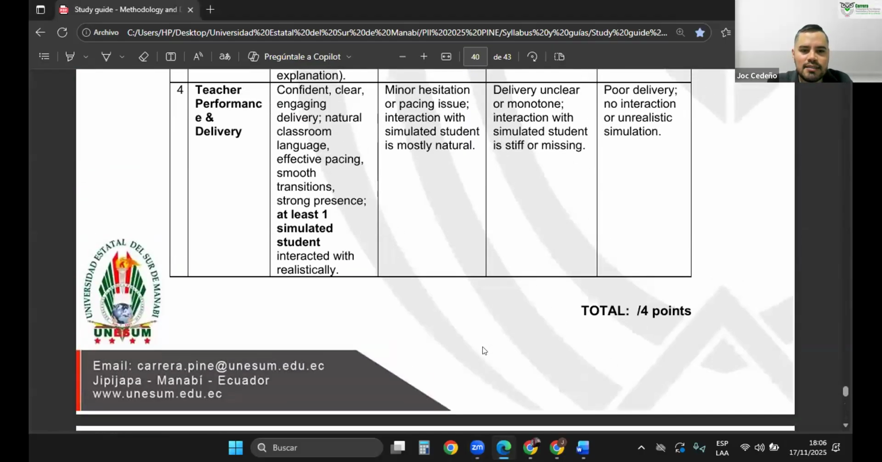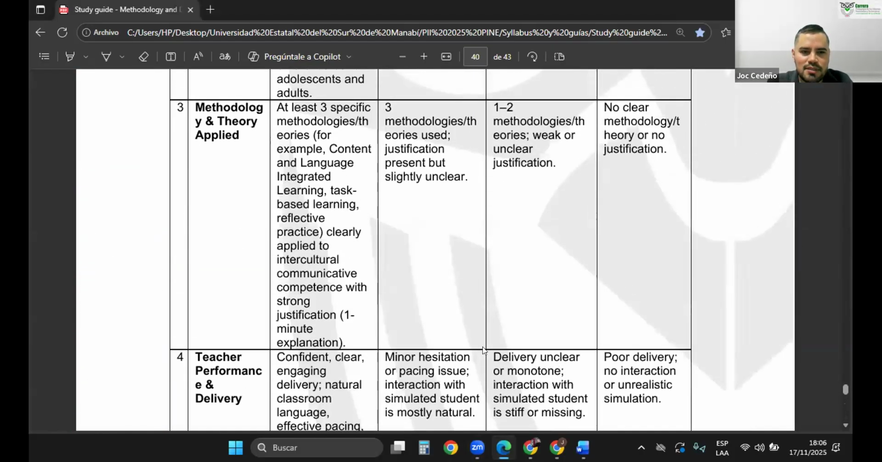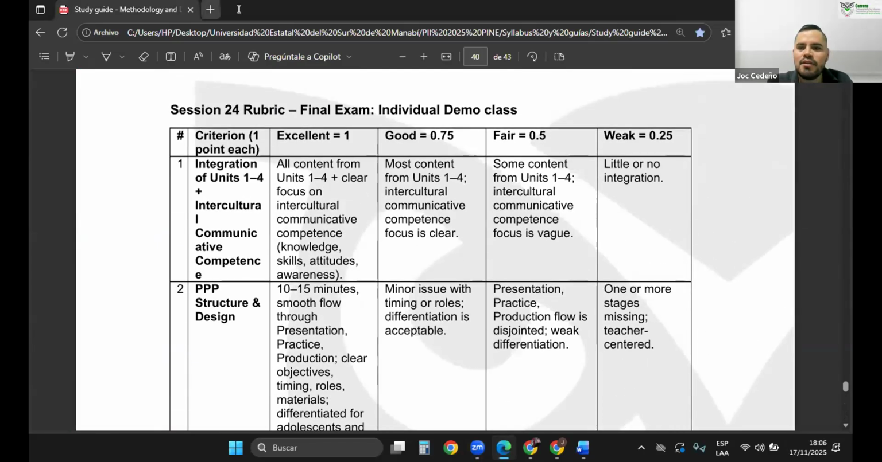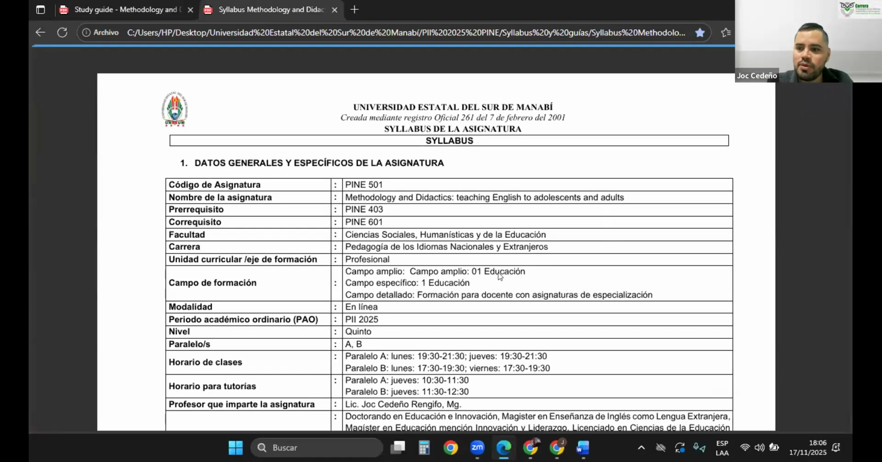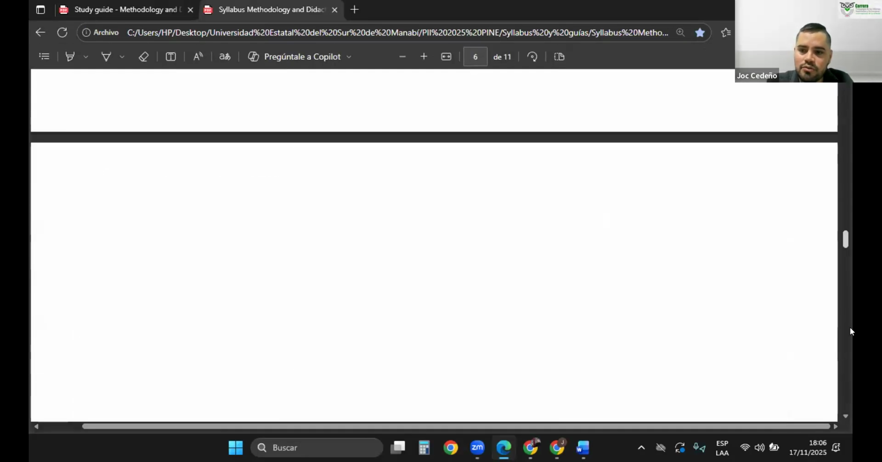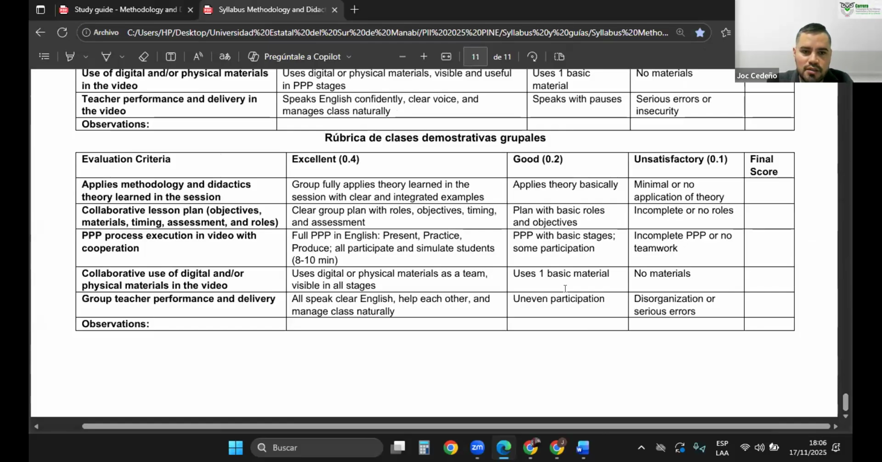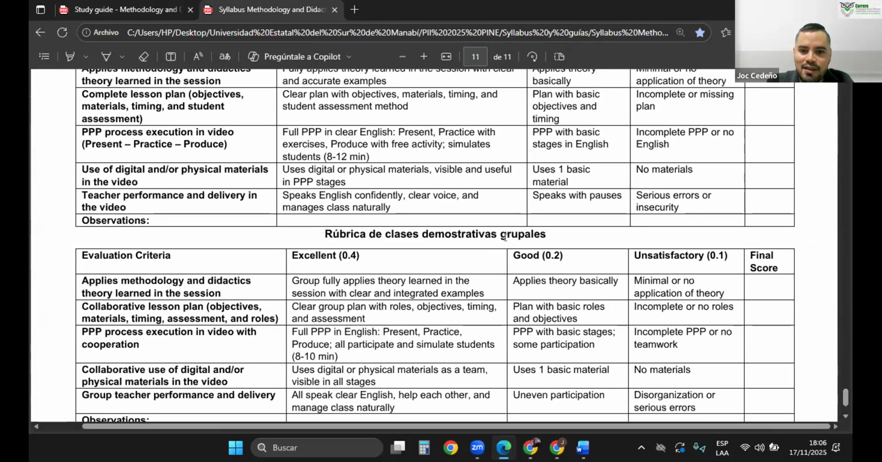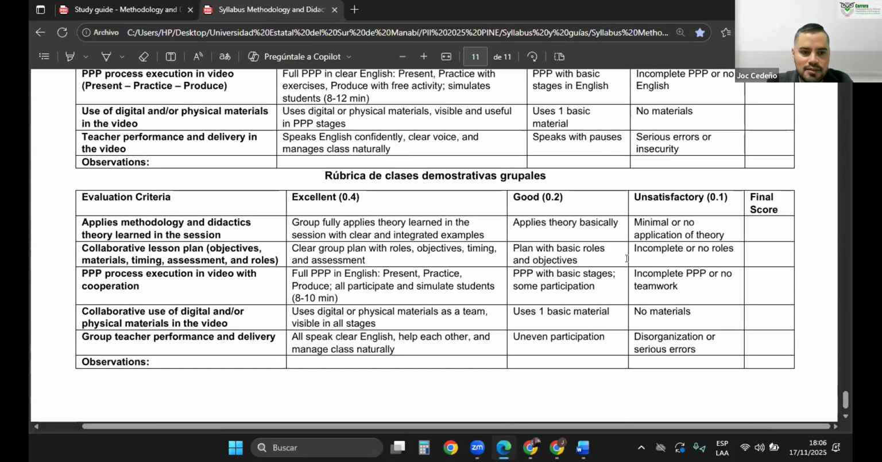The rubric is, I think, in the syllabus. Let me see. Yes, it's in the syllabus. So you need to check the rubric first before you do your work. Rúbrica de clases demostrativas grupales. That is the one that you may want to read.